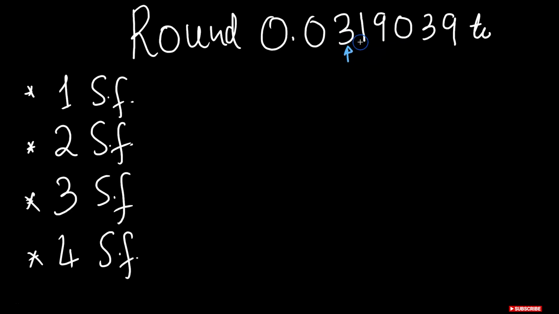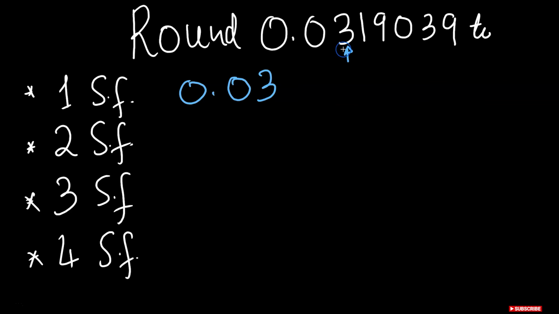The next number is 5 or more? No. So that 3 stays the same. So this is the same as 0.03. And then the rest become zeros, which are just redundant. They don't make any sense. So you just write 0.03. Now I want to round to 2 significant figures.